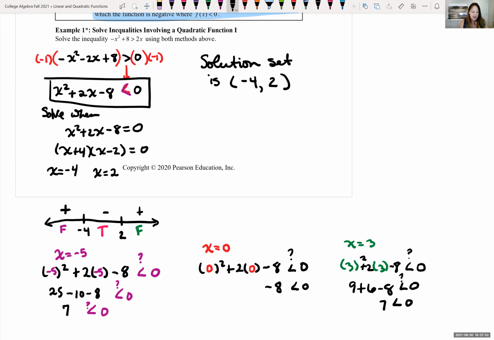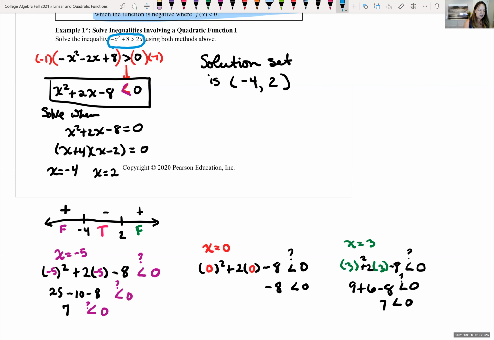And we can test it, right? Any number that falls in between -4 and 2, if we plug that into our inequality up here, we should get a true statement. And so let's just test 0 again, because 0 falls between -4 and 2. If you plug in 0 for x, we get -0 squared, 0 plus 8. So is 8 greater than 2 times 0? Is 8 bigger than 0? And it is. We could test numbers outside of that and show that we would get a false statement.